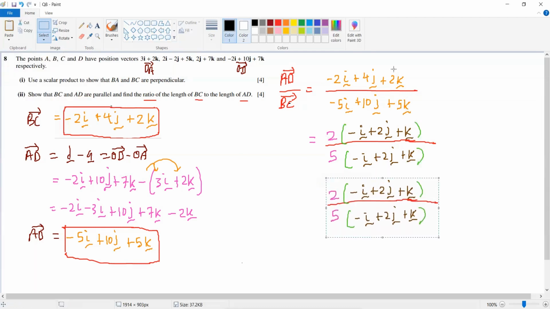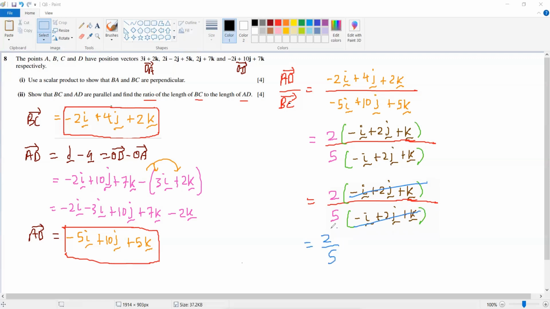Ta-da! So why am I rewriting or recopying? Because when I do the cut, I don't like to destroy the original. So we maintain the original, then we do the cut on the newly formed one. So let's do that, please. This is just identical, we cut. So the ratio is 2 to 5.